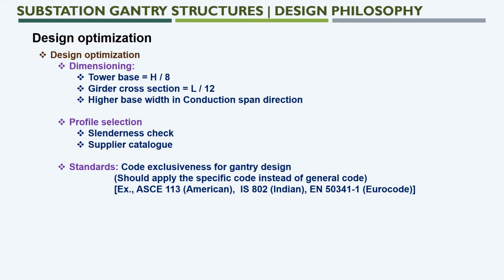Next one is design optimization. For design optimization, these are the parameters we need to consider while designing members. First one is dimensioning. Generally, the tower base is to be dimensioned such that the total height is divided by 8. Suppose I have a 16 meter height of tower, I have to divide that total height, meaning body plus peak, considered as h. That is 16 meters divided by 8, I get 2 meters. Then I have a maximum base width of 2 meters.